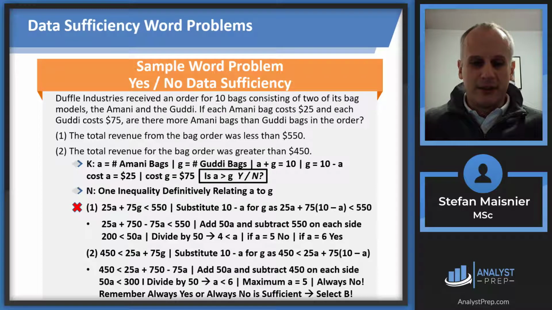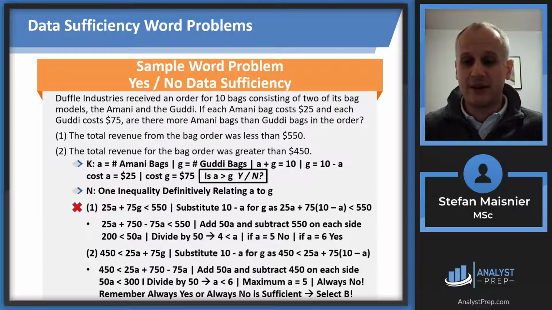50A is going to be less than 300. If you divide by 50, now A is less than 6, meaning that our maximum A value is 5, and our answer is always no. And you have to remember that both always yes and always no are sufficient when it comes to the statements on a yes-no data sufficiency.